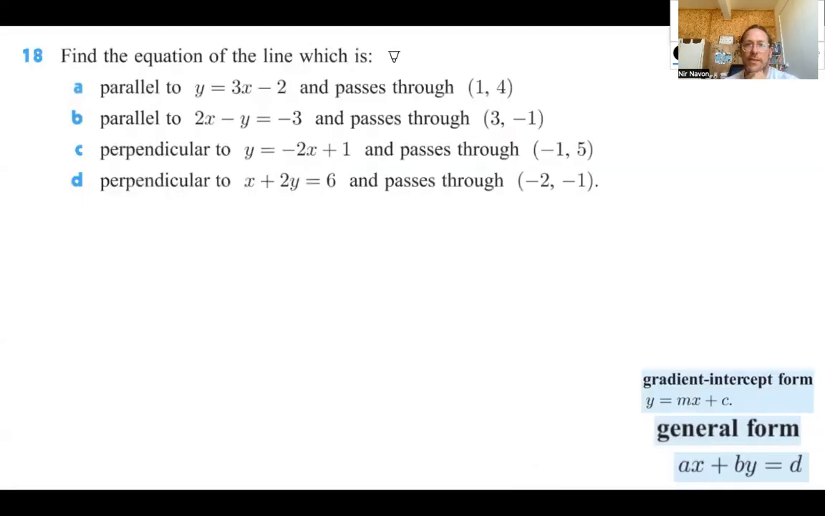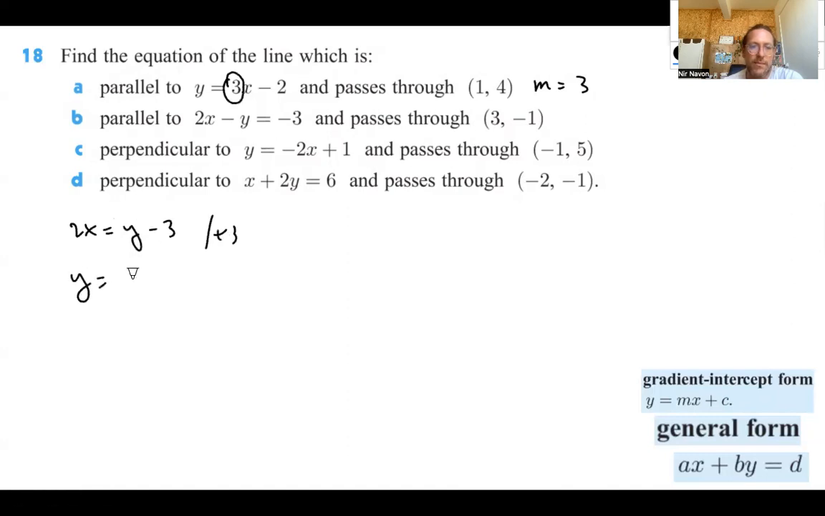Find the equation of the line which is parallel and passes through that. So we just saw that. This is parallel, so they have the same gradient. So now I have a point and a gradient, which is 3. In this case, I want to write it in gradient-intercept form, so I'll move the y to the other side. That is 2x equals y minus 3, and I'm going to add 3 to both sides.